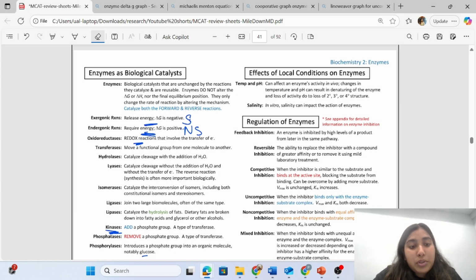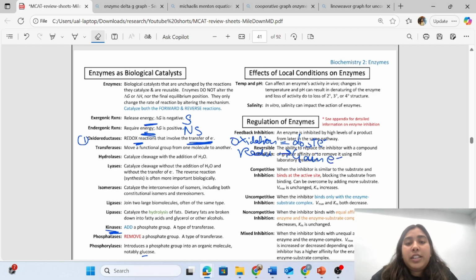Okay, then we come to the types of enzymes. The first one is oxidoreductases. Oxidoreductases are used in redox reactions and lead to the transfer of electrons. It is important to learn that oxidation means losing of electrons. Reduction means gain of electrons. Okay.